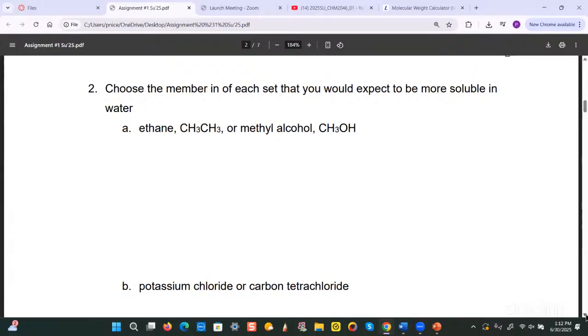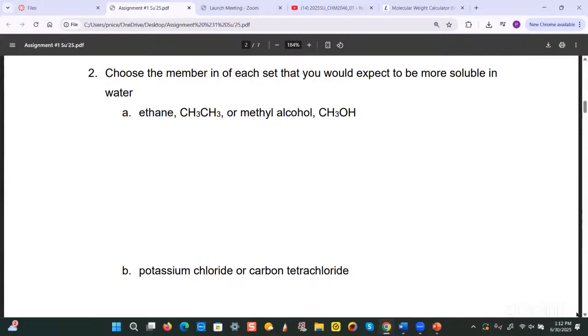Ethane, which is CH3, or methyl alcohol. Which of those two would you expect to be more soluble in water? Which one is more polar? Let's put it that way. The methyl alcohol, yeah, which is also called methanol, right? That would be more soluble in water compared to ethane because ethane is non-polar, right? While methyl alcohol is polar. So therefore, you'd expect methyl alcohol to be more soluble.